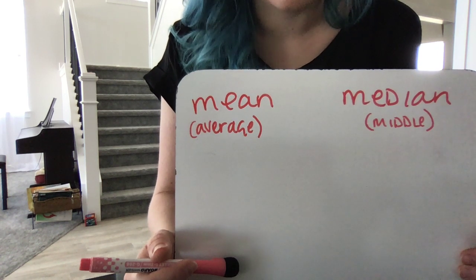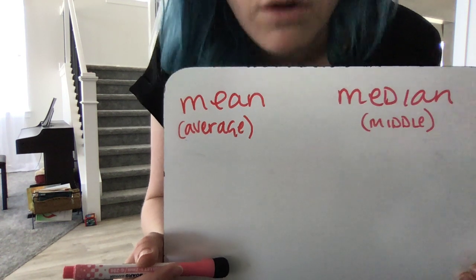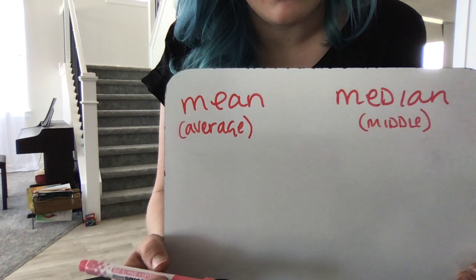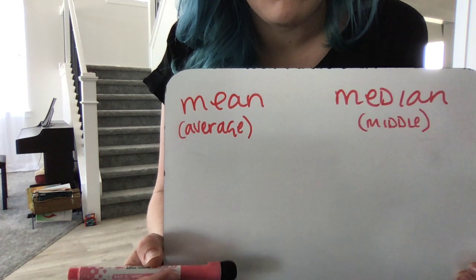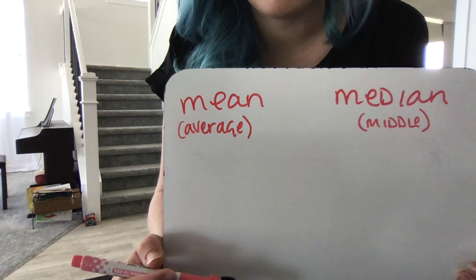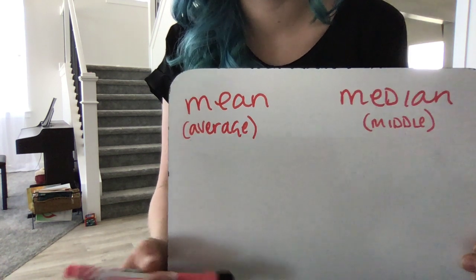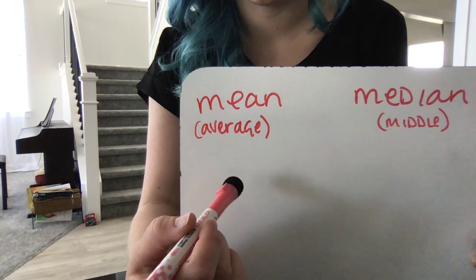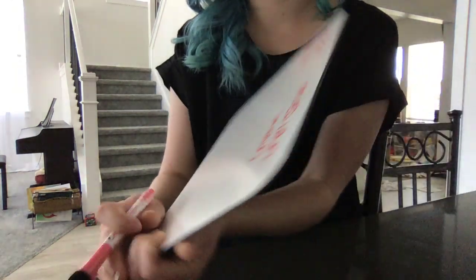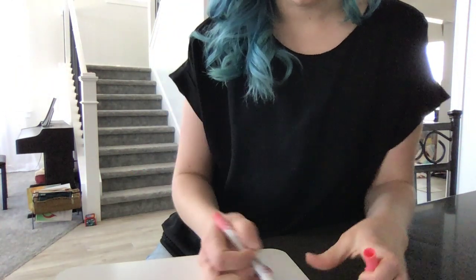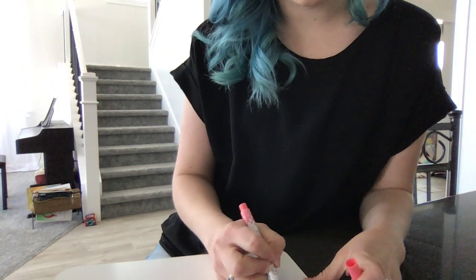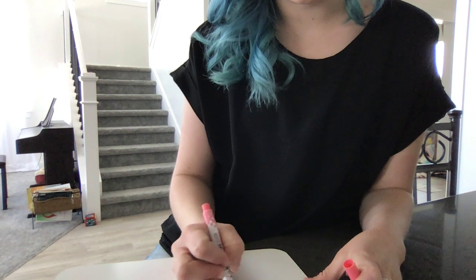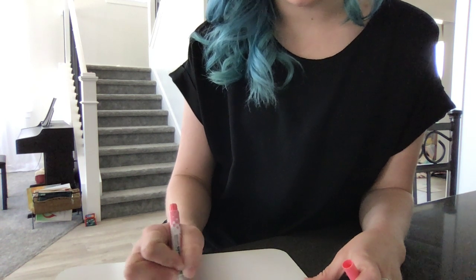The question asks: what would be the new mean if 17 was added to the list? Currently we have 12, 30, 19, 27, 21, and 35. So I'm going to write that down: 12, 30, 19, 27, 21, and 35.